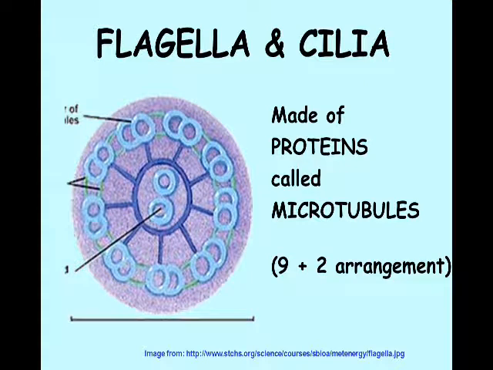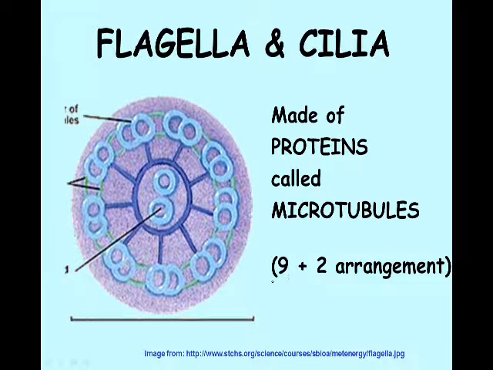And the pattern that we see in these cell parts is that they're made out of proteins called microtubules. We saw those in our cytoskeleton. We saw them in centrioles. They make the spindle fibers for dividing cells. Those microtubules come in pretty handy. And what makes them different now from the other structures we've seen with microtubules is this 9+2 pattern.